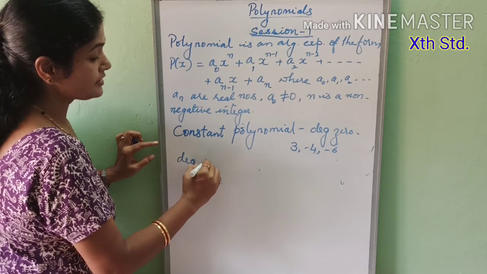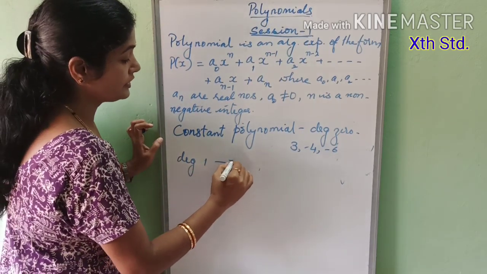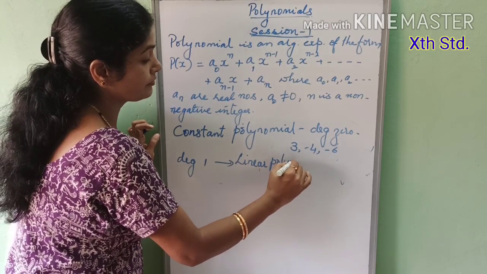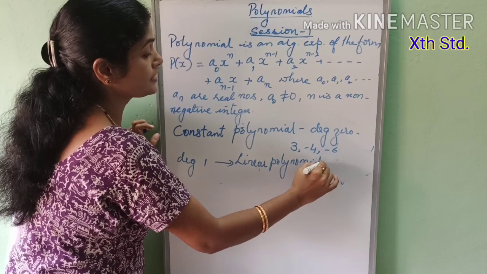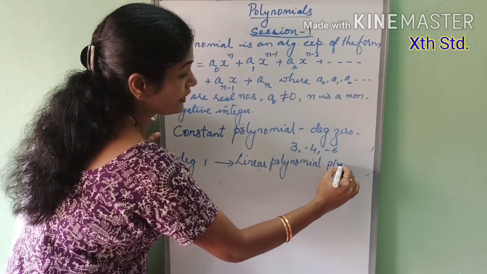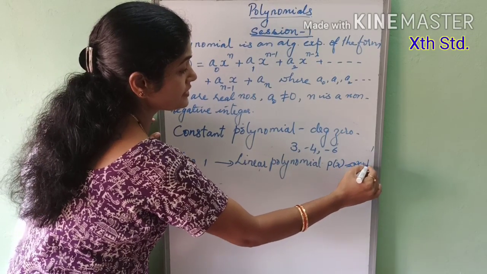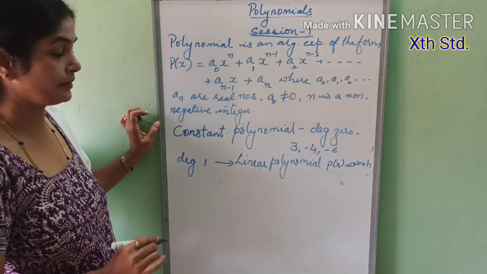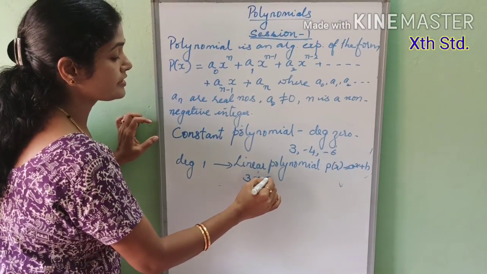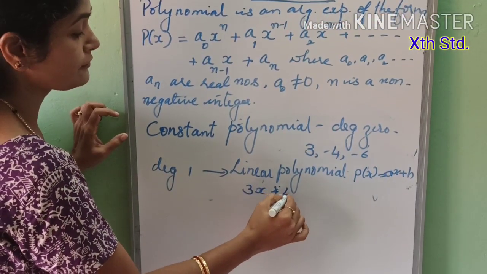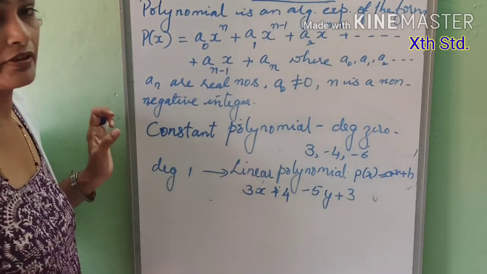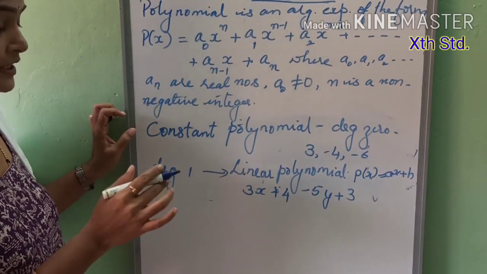Now, if the degree is 1, what type of polynomial is it? It is a linear polynomial. What is the standard form of it? P of x is equal to ax plus b, where a is not equal to 0. Examples of a linear polynomial may be 3x plus 4, 5y plus 3, or minus 5y plus 3. All these are examples of linear polynomials.